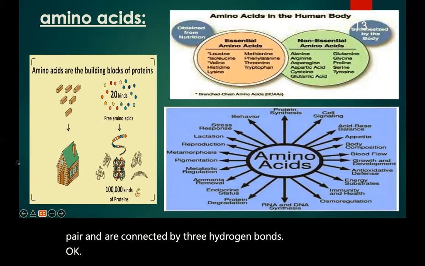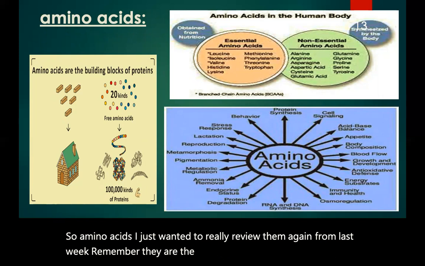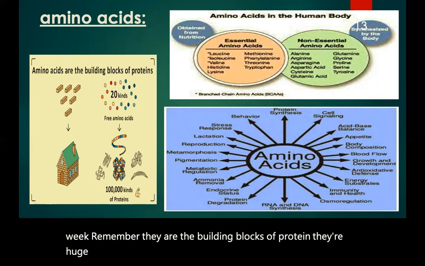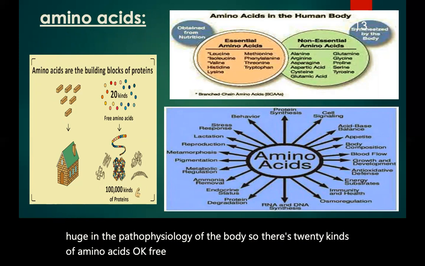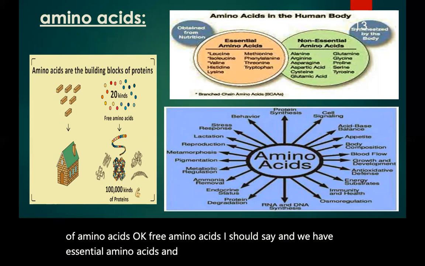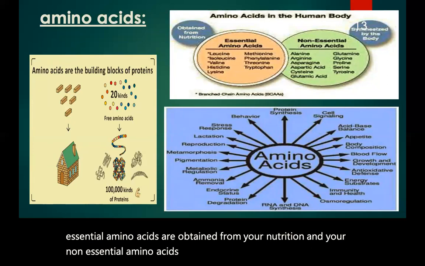Okay, so amino acids. I just wanted to really review them again from last week. Remember, they are the building blocks of protein. They're huge in the pathophysiology of the body. So there's 20 kinds of amino acids, free amino acids, I should say. And we have essential amino acids and non-essential amino acids. The essential amino acids are obtained from your nutrition, and your non-essential amino acids are synthesized by the body.